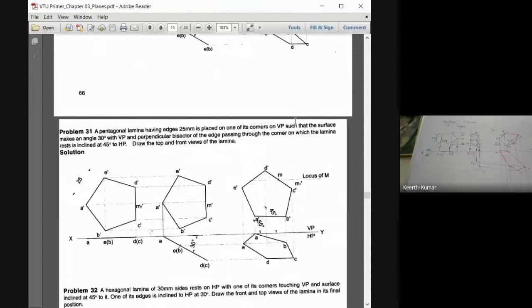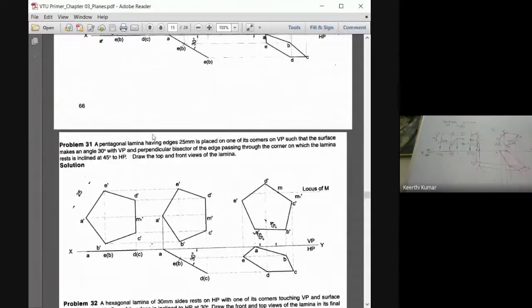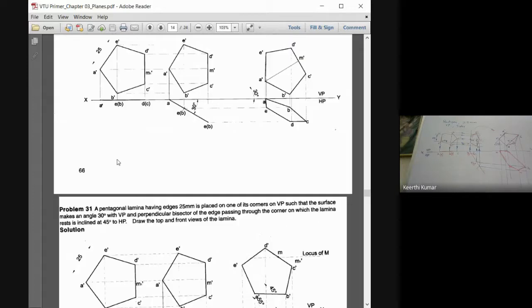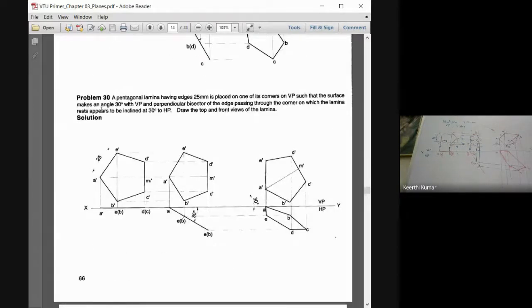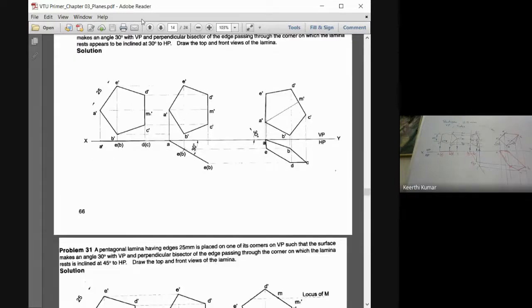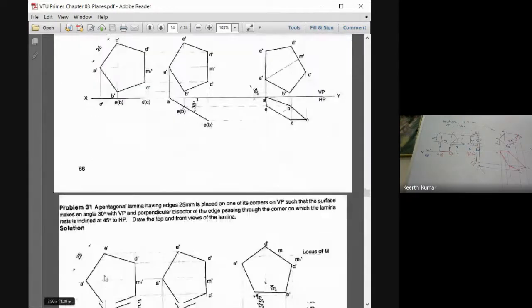Surface is 30 degree, but here check out what is the 31st problem. A pentagonal lamina having 25 mm edges is placed on a corner on VP such that the surface makes an angle of 30 degree with VP, and the perpendicular bisector of the edge passing through the corner on which the lamina rests is inclined at 45 degree. Here, directly he has given appears to be inclined at 30 degree. Here he has given directly inclined at 45 degree.